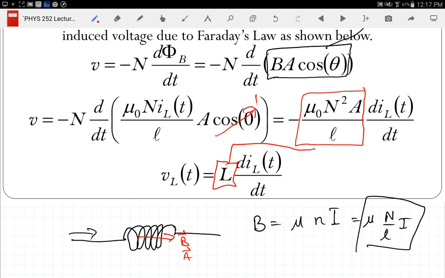Lenz's law says that it's going to create a current to try to maintain the magnetic field. And so it's going to push current to try to maintain the magnetic field until the magnetic field is gone.